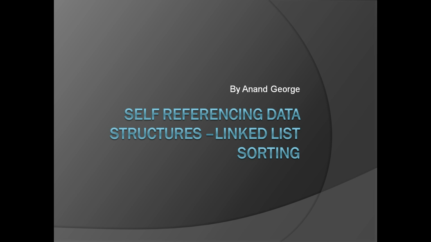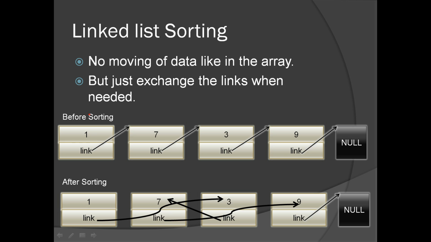In this presentation, we're gonna look at linked list sorting. When we sort a linked list, normally we don't move the data, like in the case of an array, but we just exchange the links. Suppose we have a linked list like this. Currently it is 1739. That is the order of elements in the list.